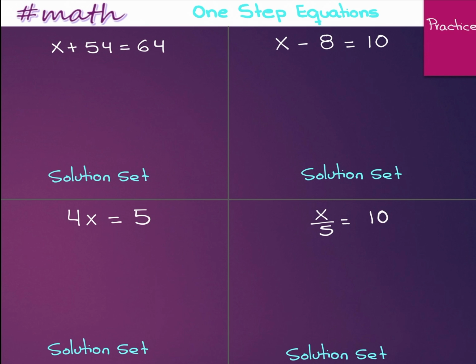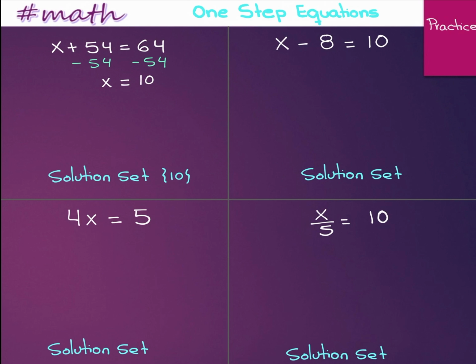In this first example, 54 is being added to x. So we want to subtract 54 on both sides of the equation. So on the left-hand side, we have x, and then 64 minus 54 is 10. And the solution set is the set containing the number 10.